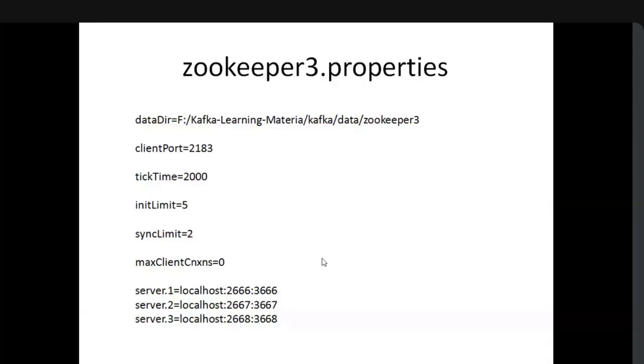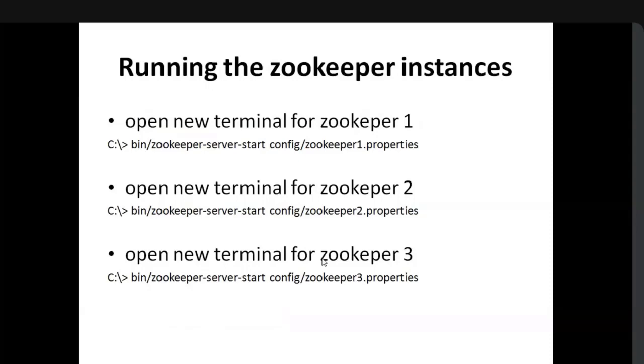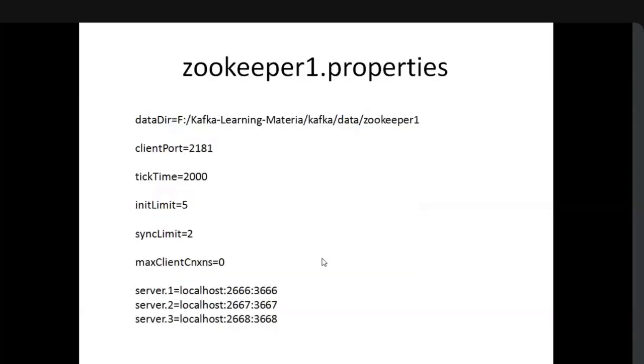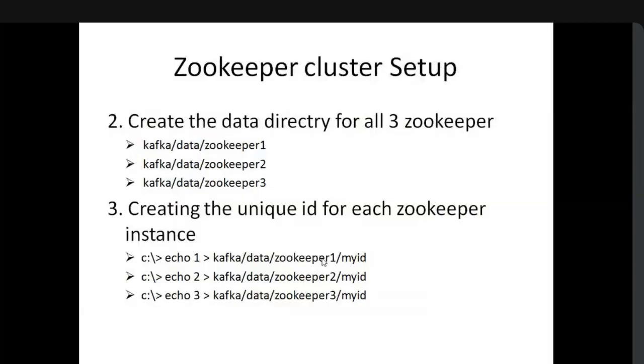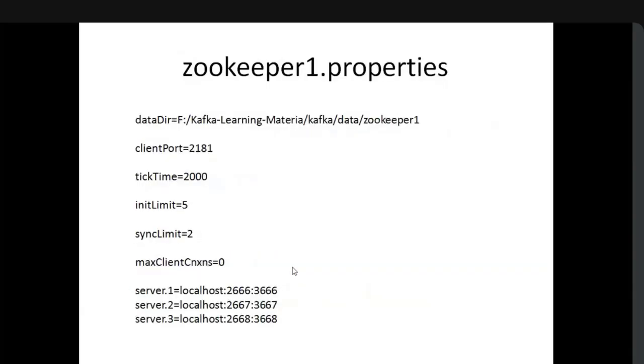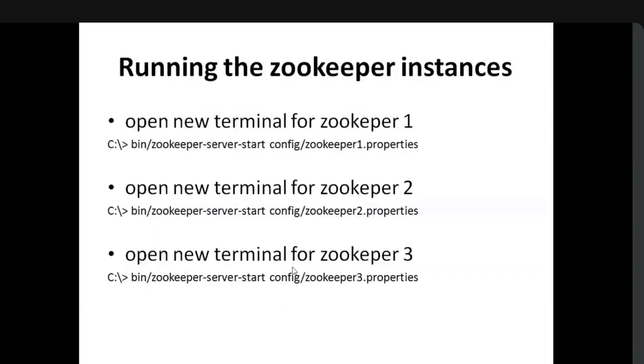Now you have to run the zookeeper because everything is set up. You have created the files, and the data directory also. The myid file, don't forget to create, because this is very important. Otherwise, your zookeeper will not run. So you have to create the myid file. Inside myid, we need to type the number. Okay, let me show you. Is this clear?